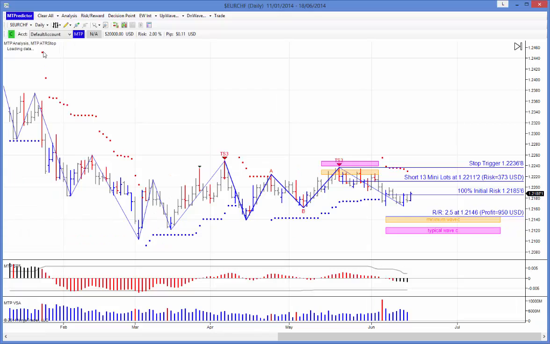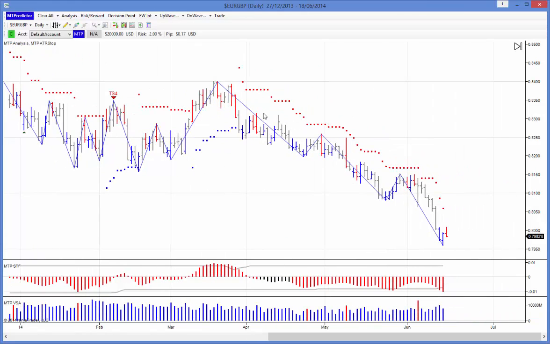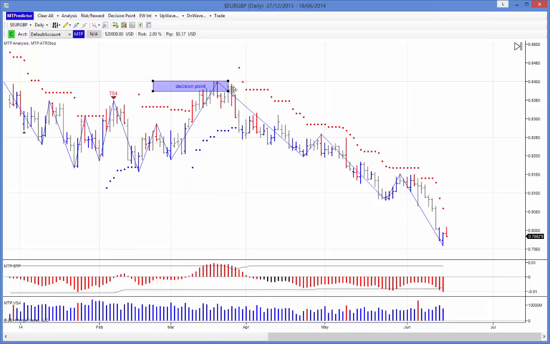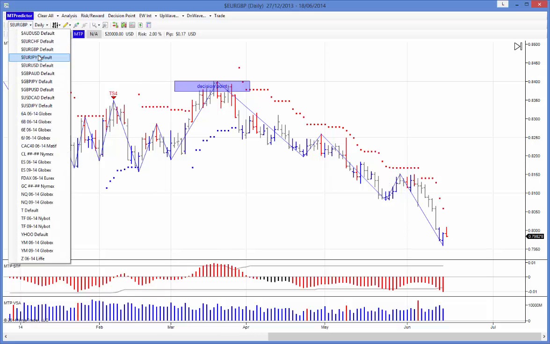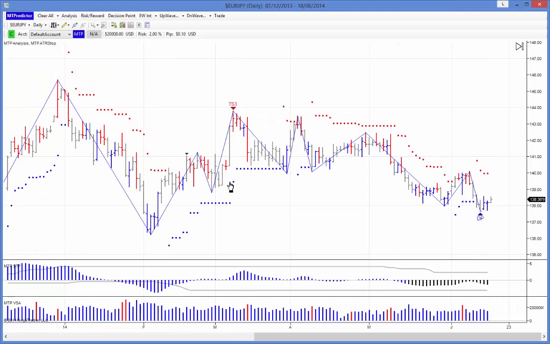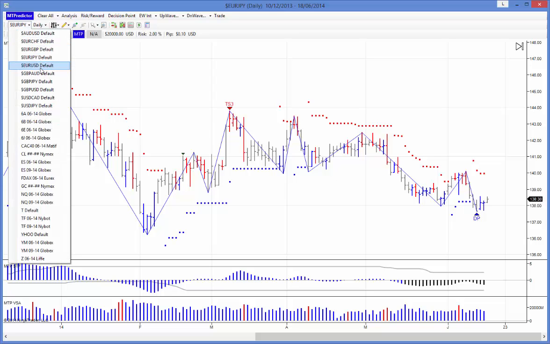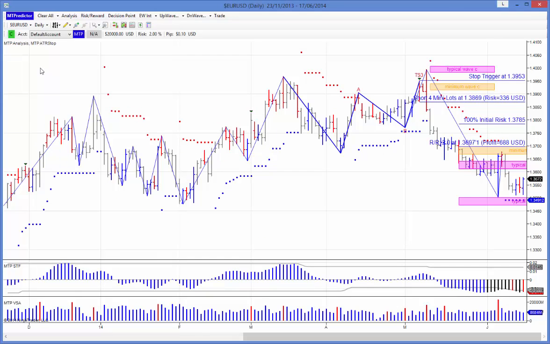Let's have a look at the Euro GBP. Anything going on here? Well, we've had a sharp decline recently, and the decline started from the DP. You can see here from the DP, from that prior swing high, that's where that decline started. Let's have a look at just another one, the Euro JPY. At the moment we had a market declining down, and it looks like there's a potential DP buy setup here as well. Let's have a look at the next one, Euro USD.